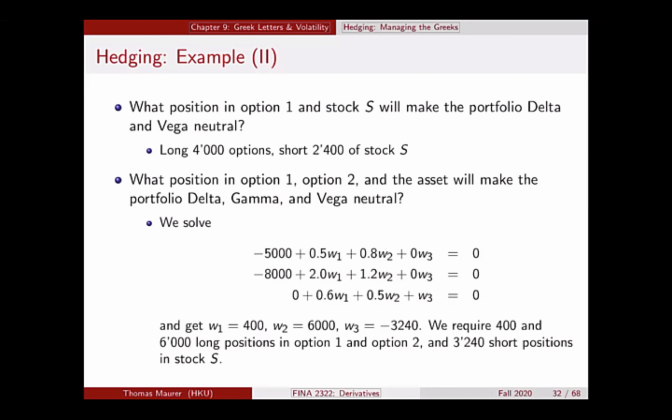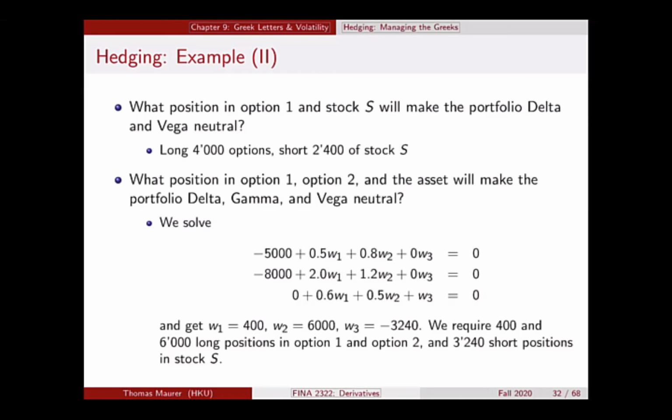So the way I'm going to do this is I set up a system with 3 equations with 3 unknowns. The unknowns are the weights on option number 1, 2 and the underlying asset. And the equations are going to correspond to what is my position going to be in delta, gamma and vega of that new portfolio. So the first equation, which we see over here, says, look, my current portfolio has a gamma of minus 5,000.